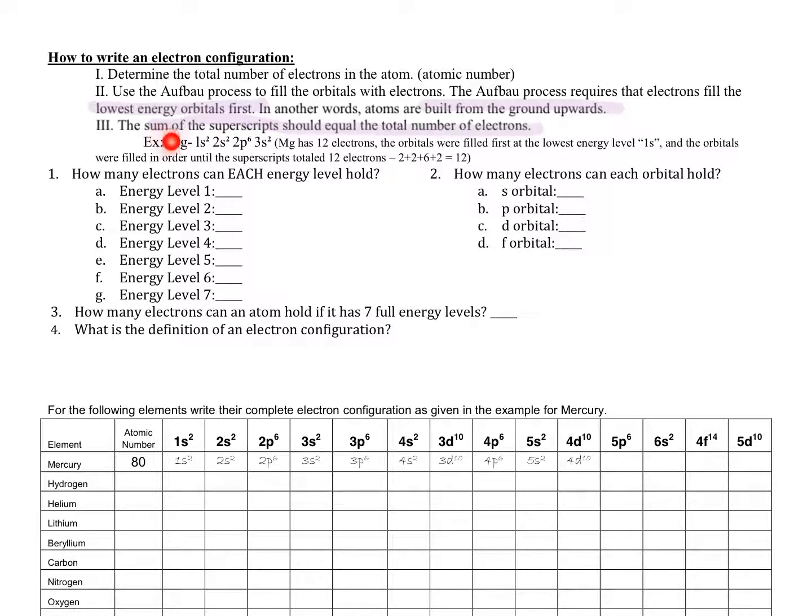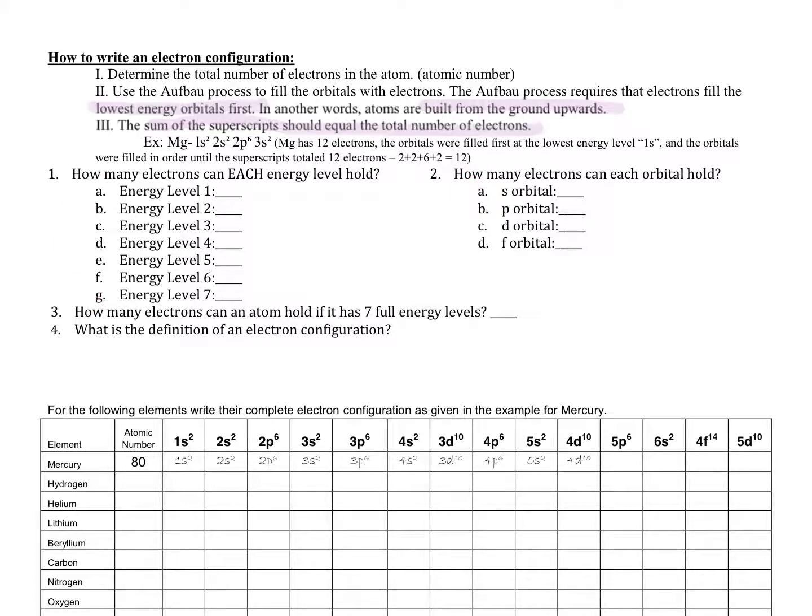So for magnesium, its total electron configuration is 1s2, 2s2, 2p6, 3s2. If I add the superscripts, 2 plus 2 plus 6 plus 2, that gives me 12. Magnesium's atomic number is 12, so I can confirm that all of the electrons have been placed in their exact location within the electron cloud.